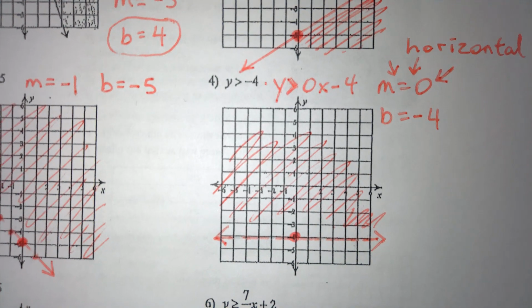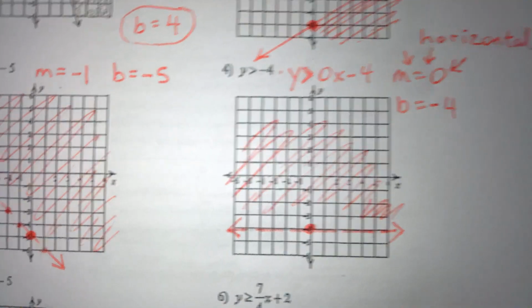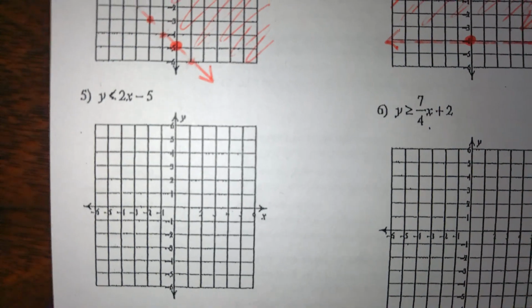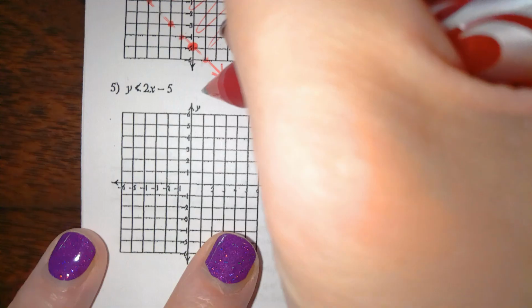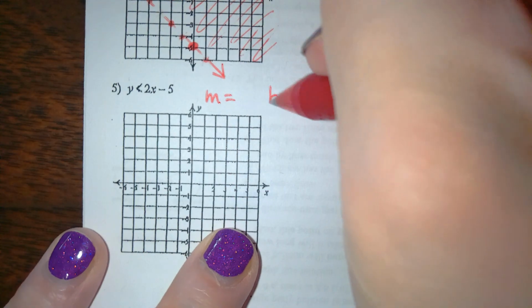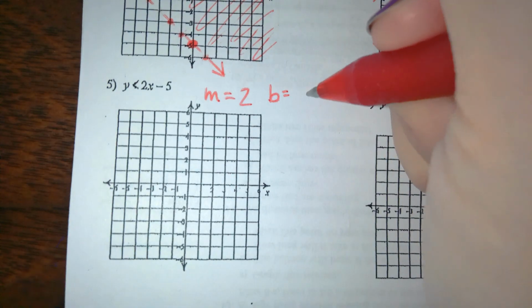Jasmine, you look a little lost. Are you okay? Let's try this one together then. Jasmine, can you help me with this one? What's M and what's B? M is 2. Yep. B is -5.